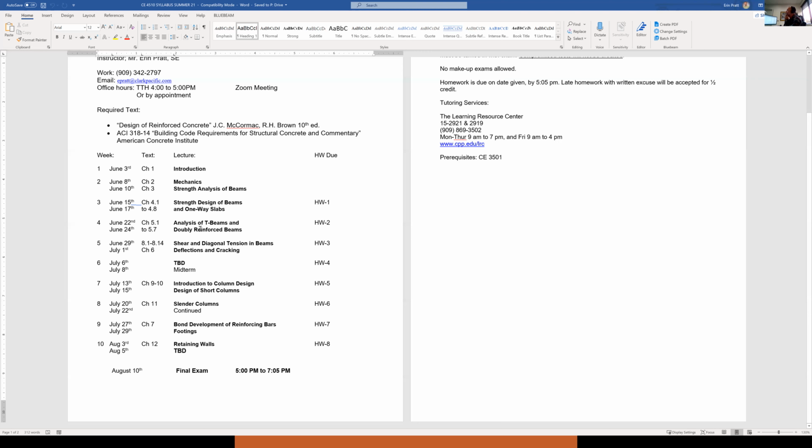What I don't remember is if doubly reinforced beams is on the first midterm. But I will check on that. I'll have an answer for you on Thursday, whether or not doubly reinforced beams is on the midterm, but definitely everything up to that, including T-beams, will be on the midterm. Shear and deflections most definitely will not be on the midterm. I'm going to save those goodies for the final.